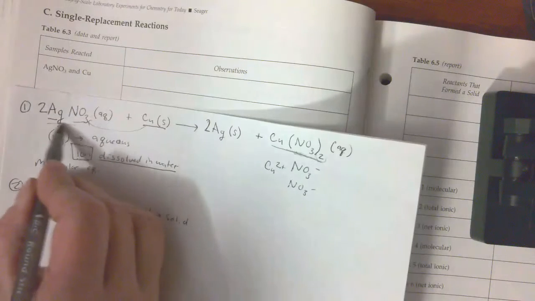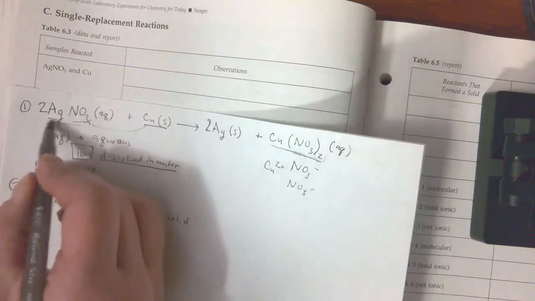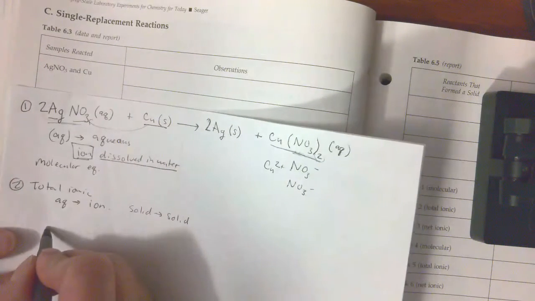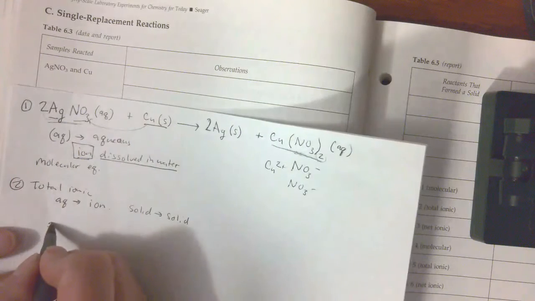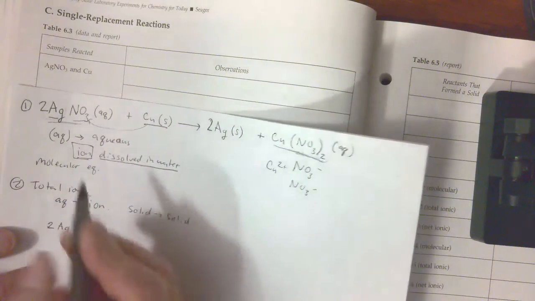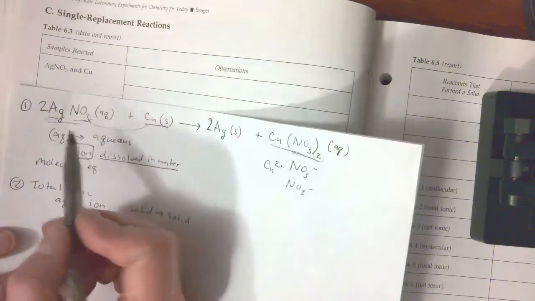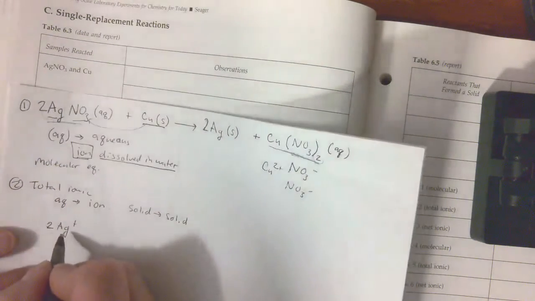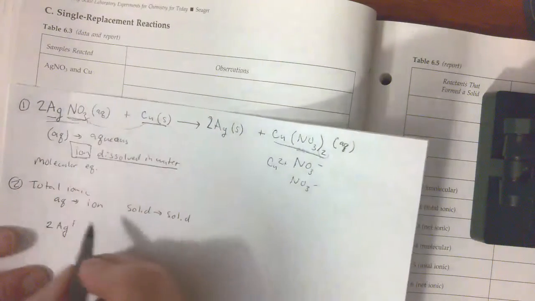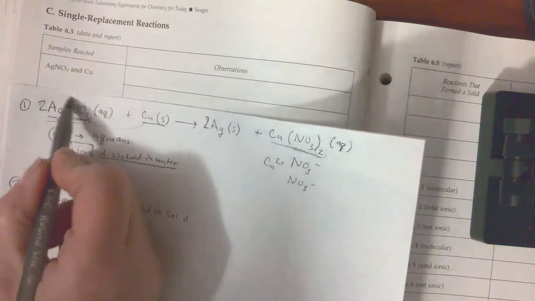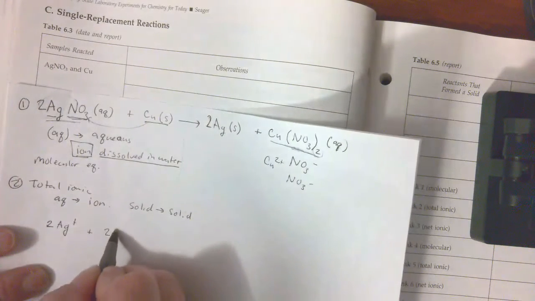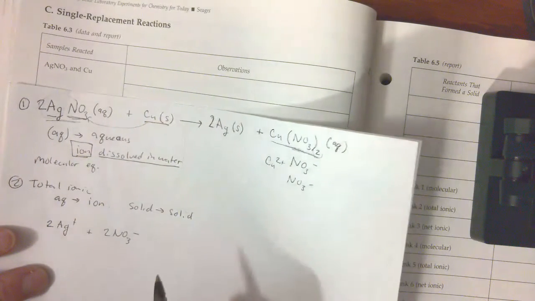So I'm just looking up here, and I know silver always forms a +1 charge. So I have 2 Ag+ charges, and I'm going to break this into its ions because it's in the aqueous phase. So I know I have 2 silver ions, and then I have this nitrate ion. So I have 2 nitrate ions, 2 NO3 minus.